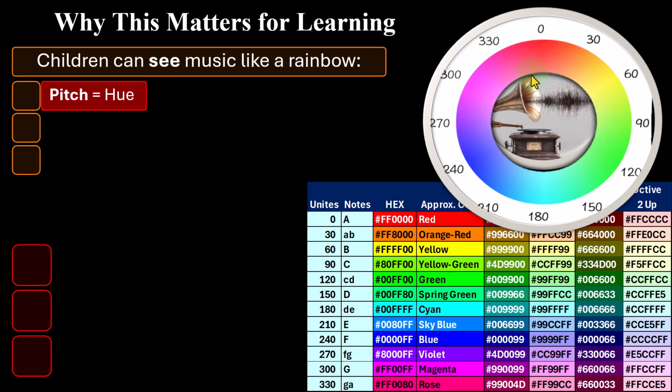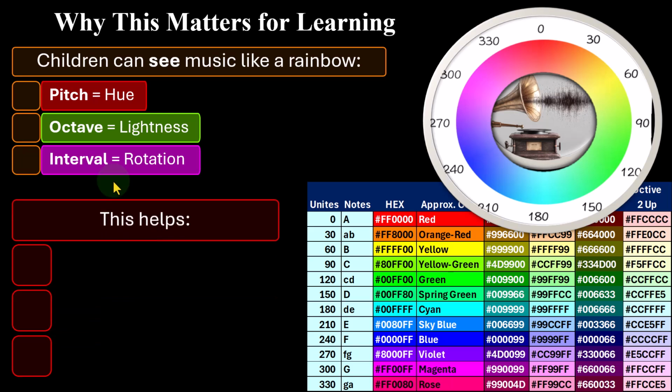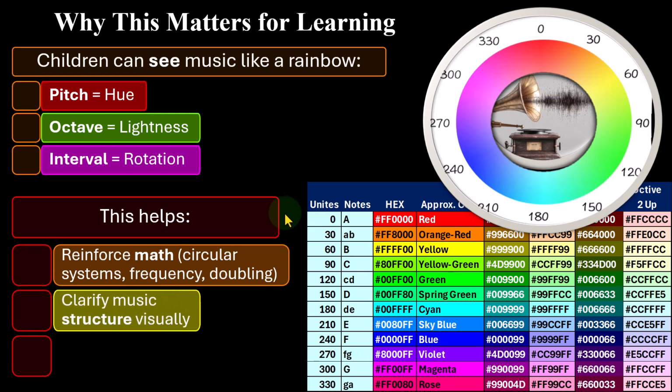We want to measure it, and then I want to compare and contrast that phenomenon to that of sound. So pitch is going to be equivalent to the hue, color, which we can map onto each other, and then the octaves are going to be lightness, meaning I can add another dimension of lightness, popping it off the page, and then the intervals equal rotation. So this helps reinforce math, circular learning, frequency, doubling. All of these things should be just normal curriculum, and there's no better practical thing to work with than music.